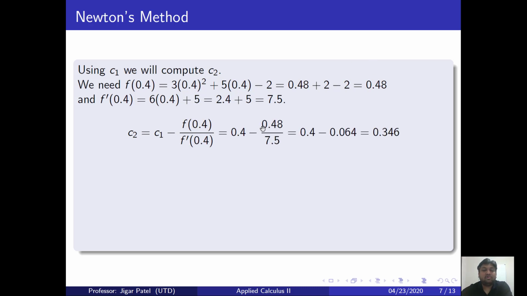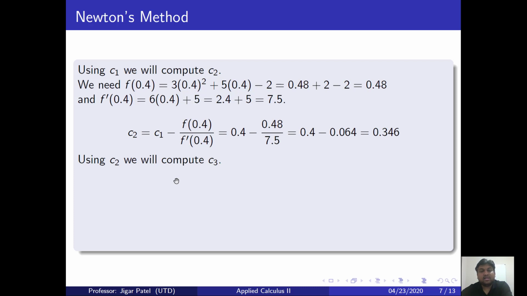I get 0.4 minus 0.48 over 7.5. If you subtract these two entries, you get 0.346. Again, I want my answer 3 decimal accurate, so I'm going to write down everything up to 3 decimals. Okay, so C2 is there. In order to calculate C3, I want f at 0.346 and f prime at 0.346.